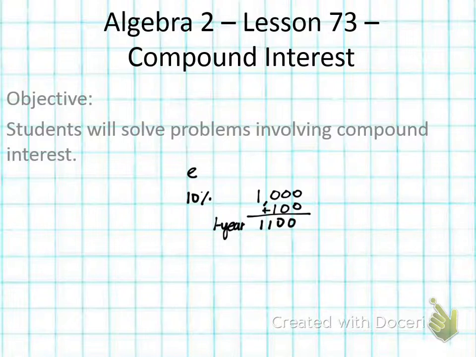And then after year 2, what's 10% of $1,100? 110, right? It's a little bit more interest. Did you all see that? So in 2 years, you're going to have $1,210. And then what's 10% of this value right here? 121. That means the bank will pay you on the next year $121. Do you see how the interest you're getting each year is growing?